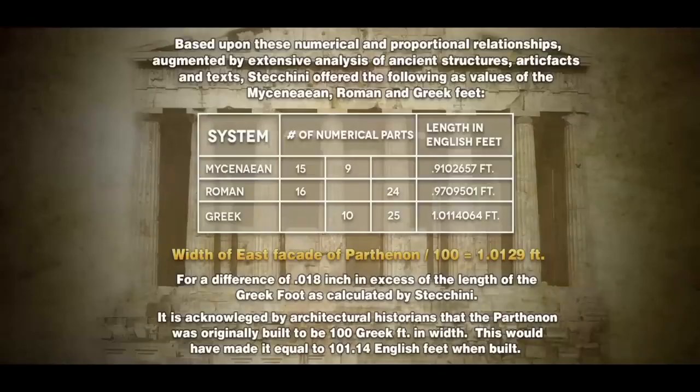And here we have, based upon numerical and proportional relationships augmented by extensive analysis of ancient structures, artifacts, and texts, Stachini, who was considered one of the preeminent metrologists of the 20th century, he determined various lengths of the foot. He came up with the Greek foot of 1.011464. Now notice here we've got the width of the east facade of the Parthenon divided by 100 gives a Greek foot of 1.0129 for a difference of 0.018 inch in excess of the length of the Greek foot as calculated by Stachini.